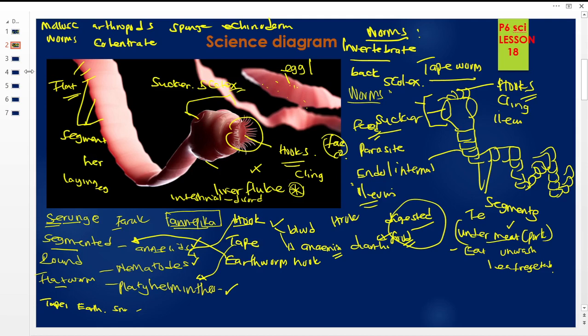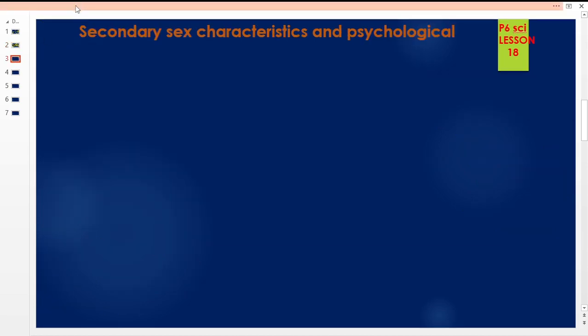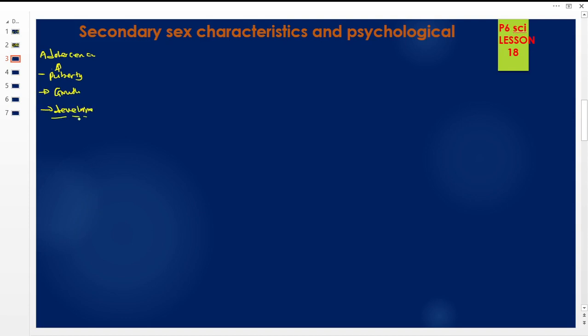Okay, so now after that, let us continue with our human body. Under this human body, we are going to look at the secondary sex characteristics. In the previous lesson, we looked at adolescence, whereby we said this is the transition from childhood to adulthood. We looked at puberty and said that puberty is the period during adolescence when boys and girls become sexually mature and can produce babies but are not yet ready. We also looked at growth and said this is the increase in size. Then development is the increase in maturity. So this is when we increase in size as maturity also increases.